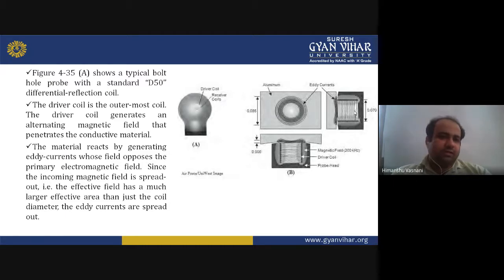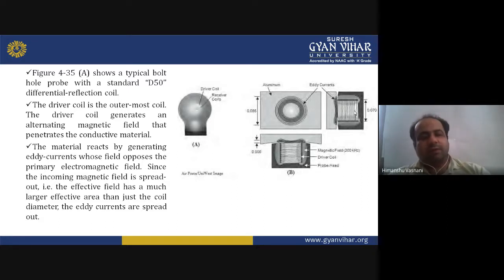Now the driver coil is the outermost coil, as you can see in the diagram, and the driver coil generates an alternating magnetic field that penetrates the conductive material. The material reacts by generating eddy currents whose field opposes the primary electromagnetic field.